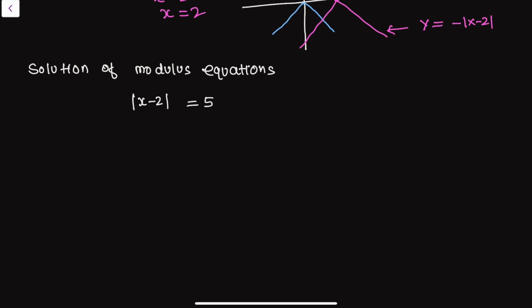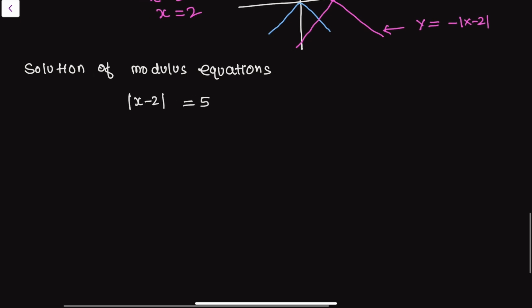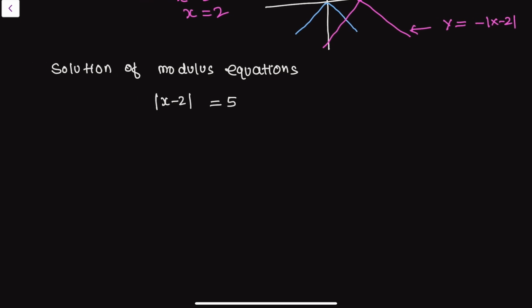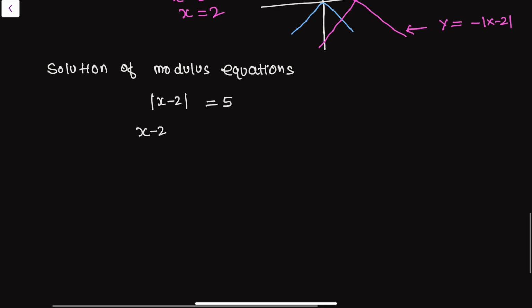Now you know that this is |x − 2|. This quantity could be either positive or negative, right? So we can take x − 2 as positive, so x − 2 = 5, and another time you can write x − 2 = −5. Now we can solve these two equations and get the value of x. When we solve it, we basically get x = 5 + 2, which is 7. So one of the answers is x = 7.